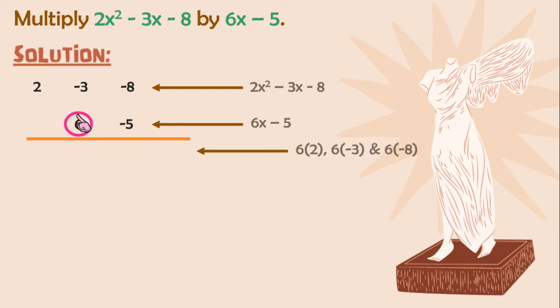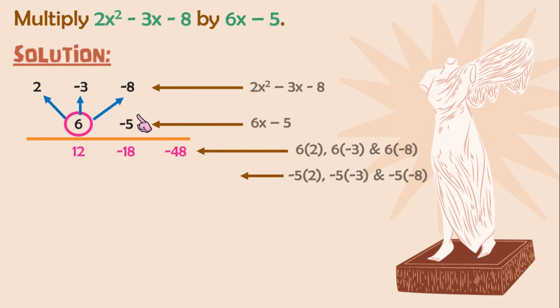So first, we multiply this 6 to all the coefficients of the first factor. So 6 times 2, that will be equal to 12. And then 6 times negative 3, that will be negative 18. And 6 times negative 8, that will be negative 48.